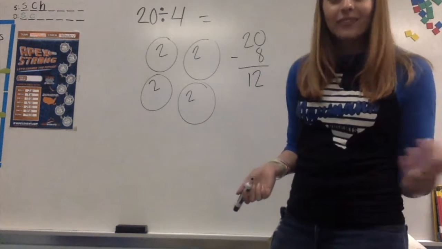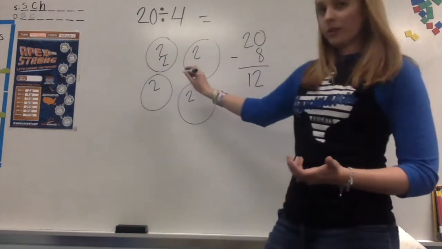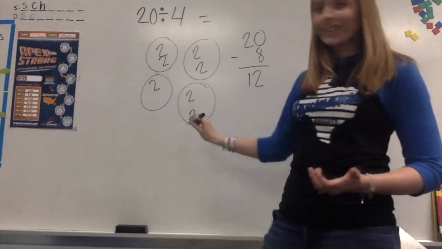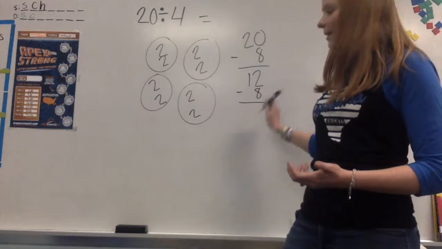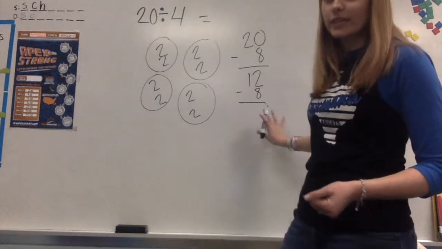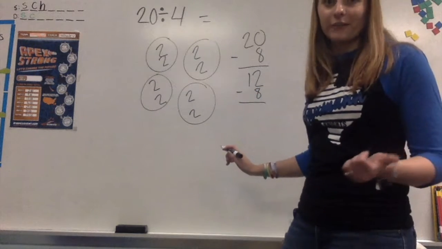Well, I have enough. I can put 2 more in each one. That's another 8. 2, 4, 6, 8. I need to remember to come over here and take it out of my tally because it's not an extra anymore. I already put them in. So 12 minus 8 is going to get me to 4.